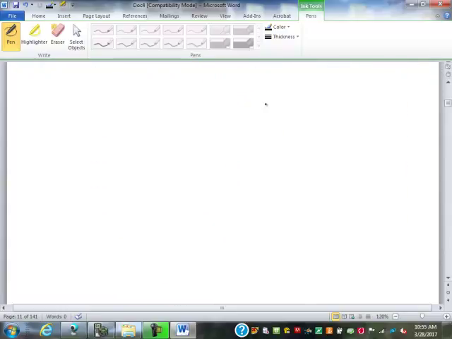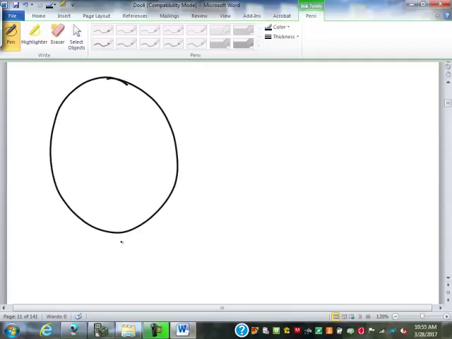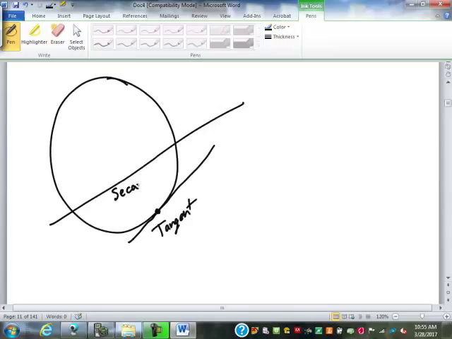We're going to look at those a lot more in the next couple of days. If we have a line that touches the circle but does not penetrate the circle, that is called a tangent. Very good. If I have a chord that cuts through the circle or a line that cuts through the circle, it is called a secant. A secant contains the chord, but it continues.